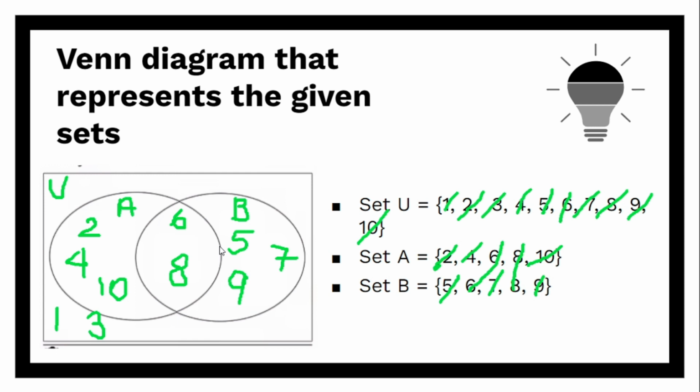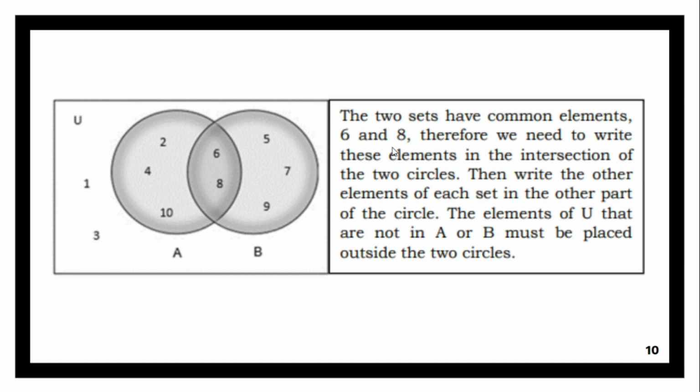So that is how we place them. Right? Same as what we did earlier. We have set A here, set B. Outside are 1 and 3 of the universal set. The two sets have common elements, 6 and 8. That is why, as I said, we need to write these elements in the intersection of the two circles. Then write the other elements of each set in the other parts of the circles. The elements of U that are not in A and B must be placed outside the two circles. So, just like what we did earlier.